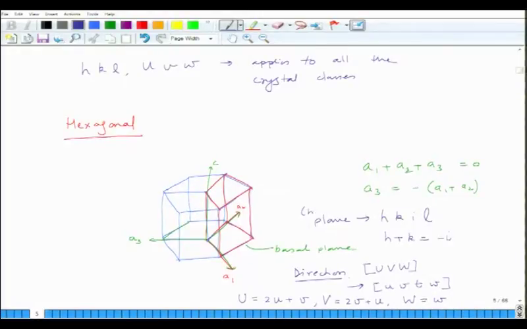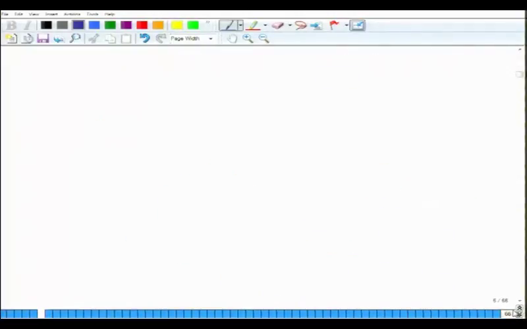So, plane HKL in the 3 coordinate system can be represented as HKIL in the 4 coordinate system, where H plus K is equal to minus I. Direction capital U, capital V, capital W can be represented as small u, small v, small t, small w, where there is a correlation between all the u's and v's, all right. So, this is one simple representation of the hexagonal system.